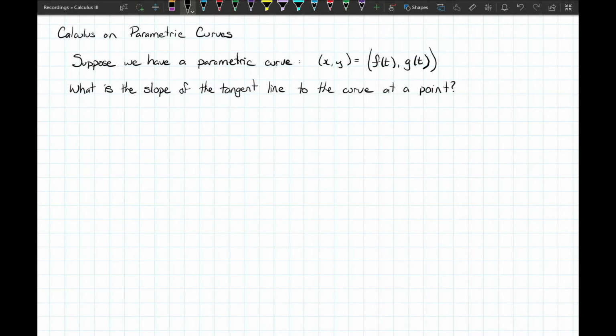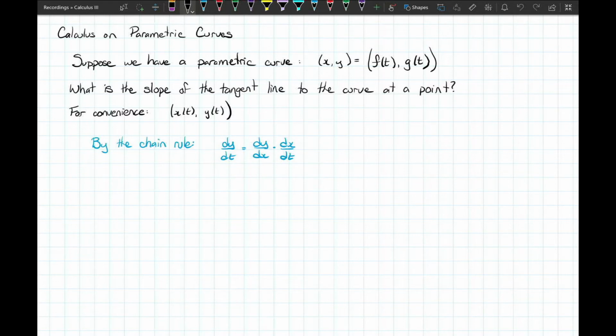Well, for convenience, I kind of prefer using the notation x of t and y of t. Your mileage may vary a little bit. It's up to you if you prefer using f and g instead. Well, we know that if we're looking for the slope of a function where y is dependent on x, our slope is dy by dx. It's like rise over run. Unfortunately, here we have y and x being functions of t. That's okay, we can use the chain rule. The derivative of y with respect to t would be equal to the derivative of y with respect to x multiplied by the derivative of x with respect to t.